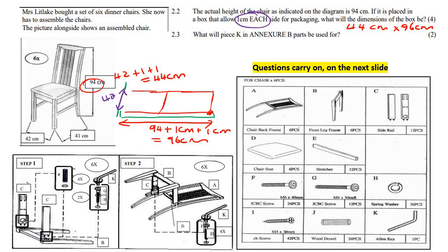Okay. Then this question, what will piece K in annexure B, so this part over here, be used for? Now this is an Allen key. Have you ever used an Allen key? Well, Allen keys are usually an L shape, and you usually get them in a package when you get these type of things, or if you cycle, you use it on the bicycle. It's like a special screw that allows you to tighten or loosen screws or bolts. Okay, so we can just say here for tightening of the screws.